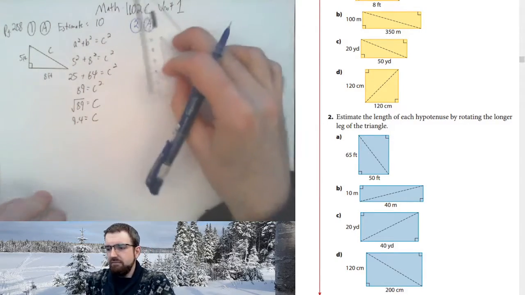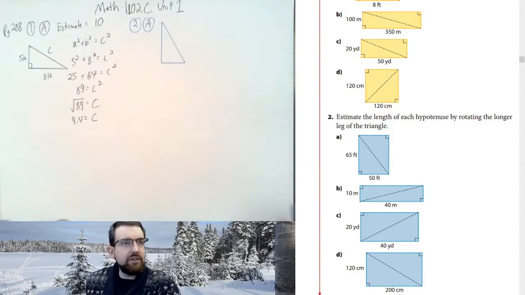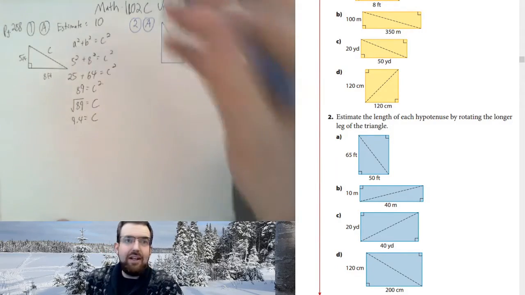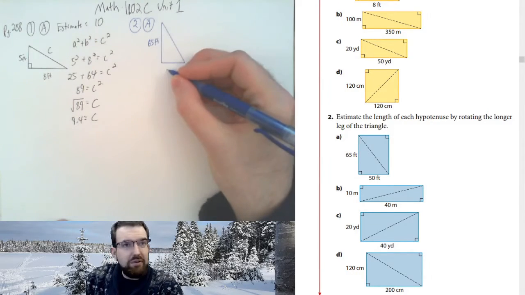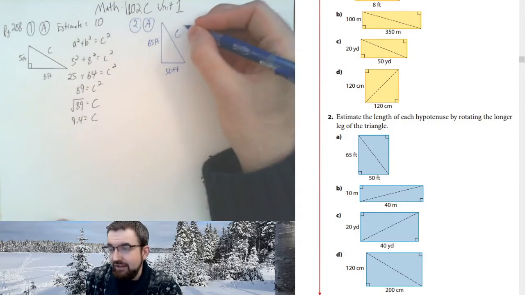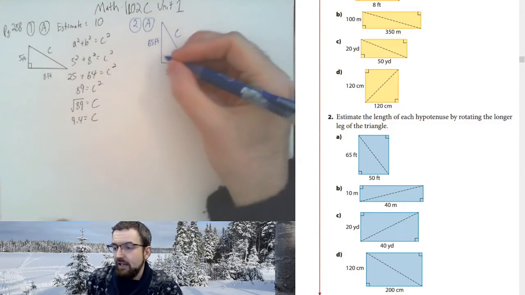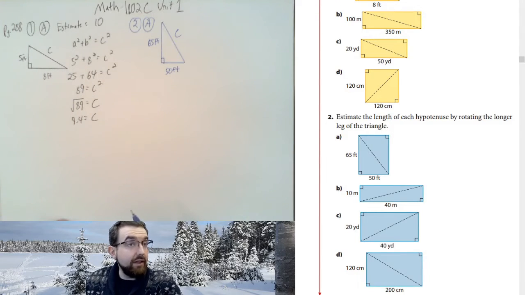Right? So I'm not going to go ahead and... well, actually I am. Scratch that. I am going to go ahead and solve this one. 65 feet, and this one's going to be 50 feet, right? And we're going to call this one C because that's our unknown. But we know that this is the right angle. So C is always the one that's opposite the right angle, right?